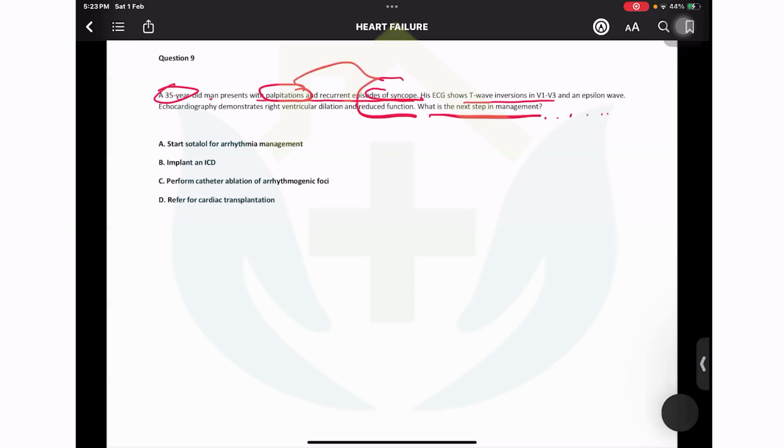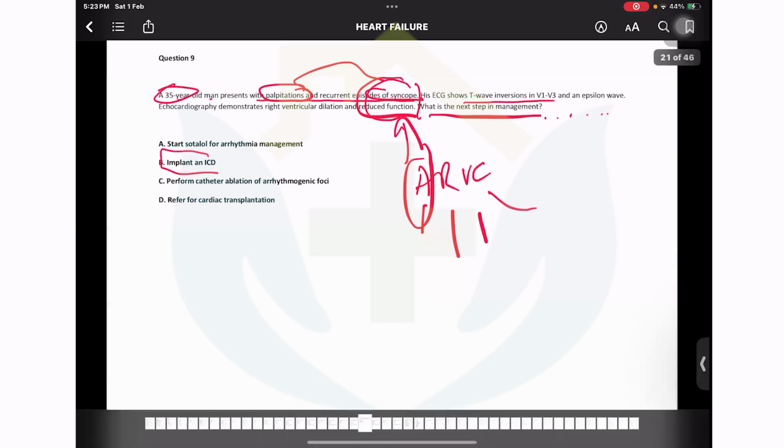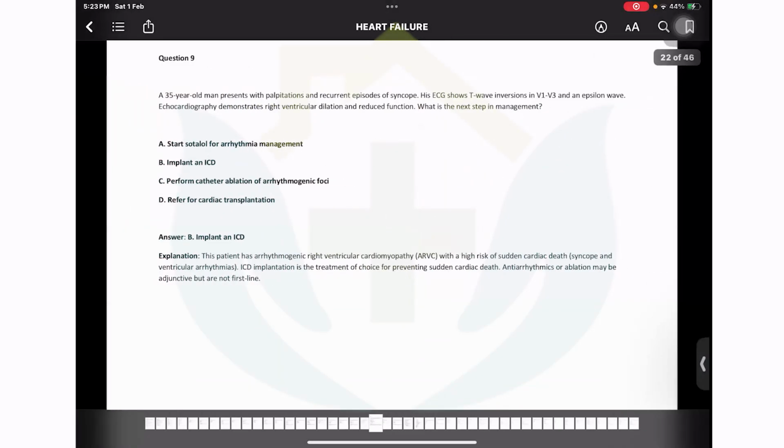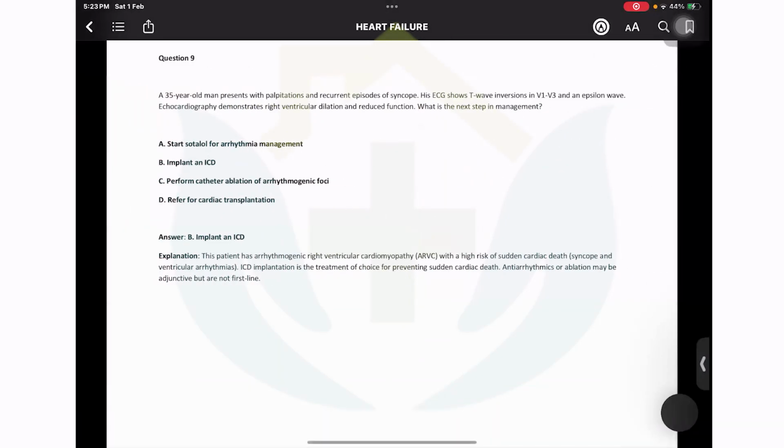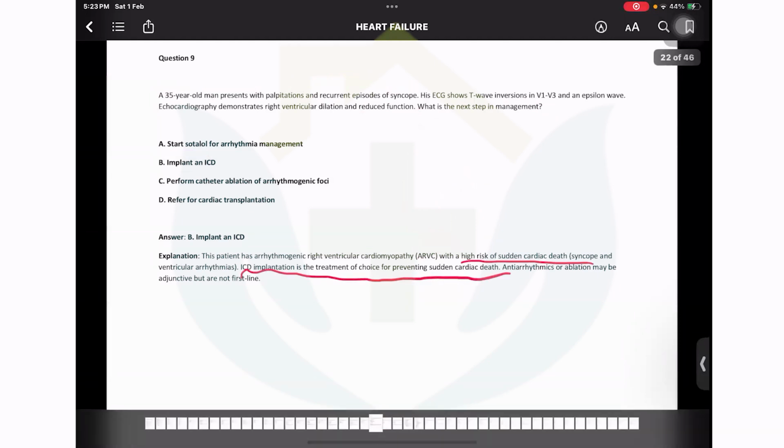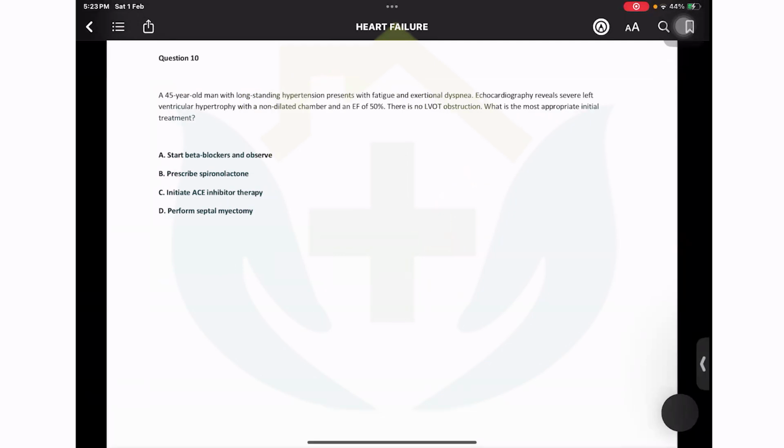ICD implant. Yes, he had syncope. He has fallen so many times. So this is ARVC, arrhythmogenic right ventricular cardiomyopathy. We can't change the pathophysiology of the disease, but we can save him from death. So immediate ICD implantation is important to reduce the risk of cardiac death. It is the treatment of choice for preventing sudden cardiac death. Later on, you can do ablation and so on.